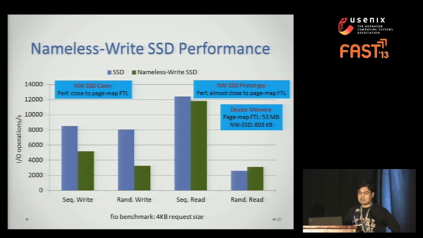In terms of performance, we claimed that performance will be close to page map FTL, and in the prototype, we found that that was the case, except for an optimization which we need to implement, because OpenSSD has larger pages, and we have to merge the writes going to the device at the operating system level. For sequential reads and random reads, we were still able to perform quite well, almost close to the page map FTL, and with random read we were even better.